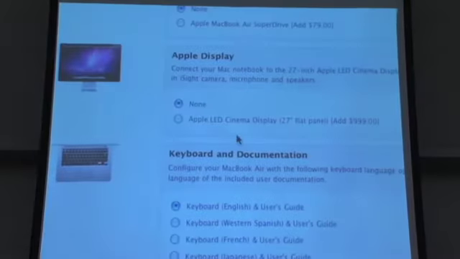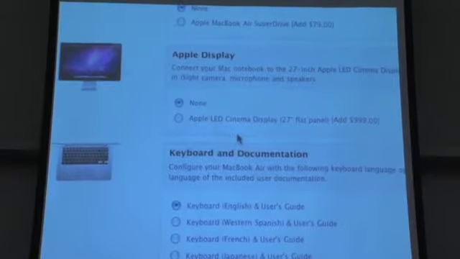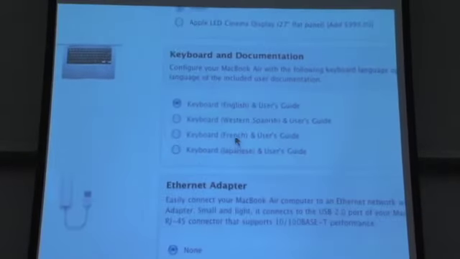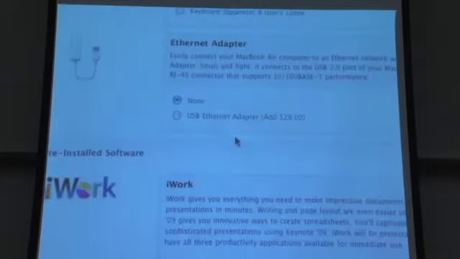So let's fast forward to some of the other potential details here. A display. While I'm buying a laptop, I'm not sure I want to buy an LED display, a monitor, for another $999. Documentation, seems I have to get it in a particular language. But then these things too.